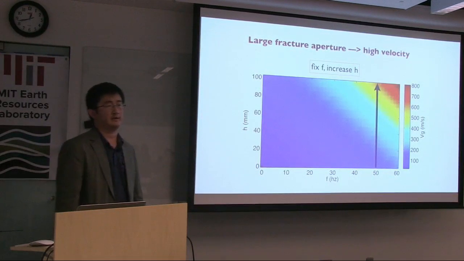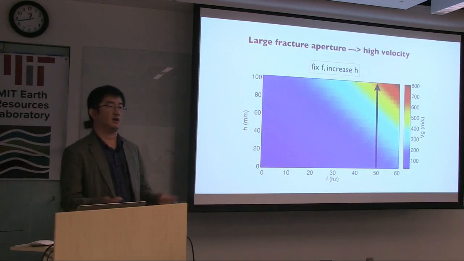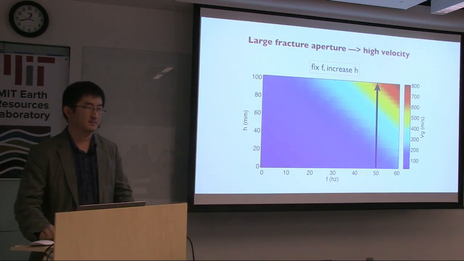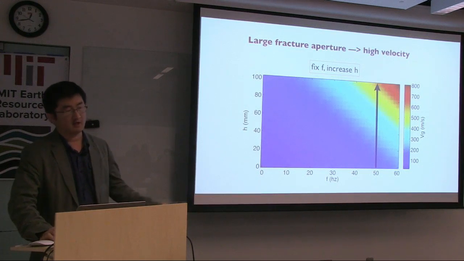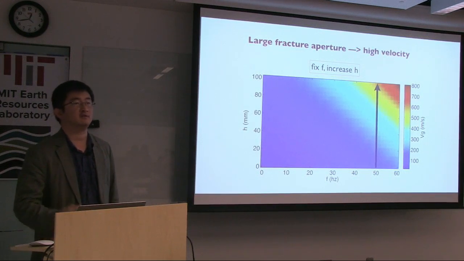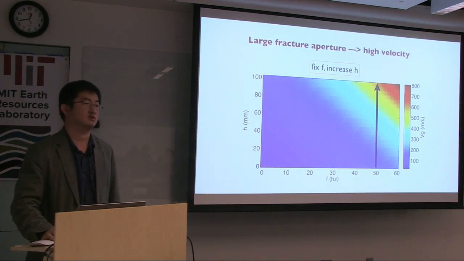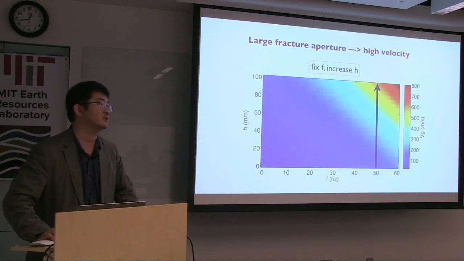So this is like a highway. Okay, you have a 4-lane highway. It's wider, so you run faster. Okay. So the high frequency, high velocity, you can consider the limit, infinite frequency. The wave is going to propagate in the fluid completely. So you are going to have a fluid velocity, which is 1,500 meters per second for water.